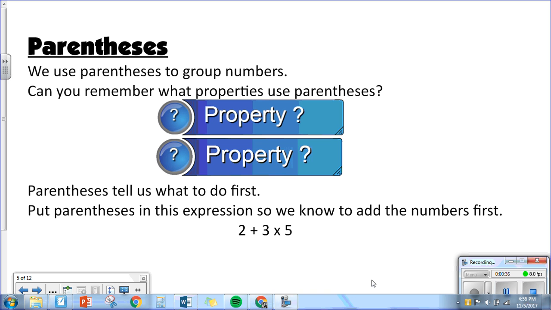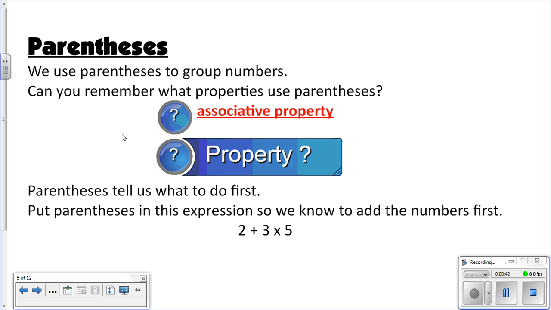Okay, so it's time to see if what you remember is correct. If you said the associative property of addition or multiplication, you're absolutely correct. When we are using the associative property, that means that no matter which way we group the numbers, as long as we're using the same operation, our answer will be the same.